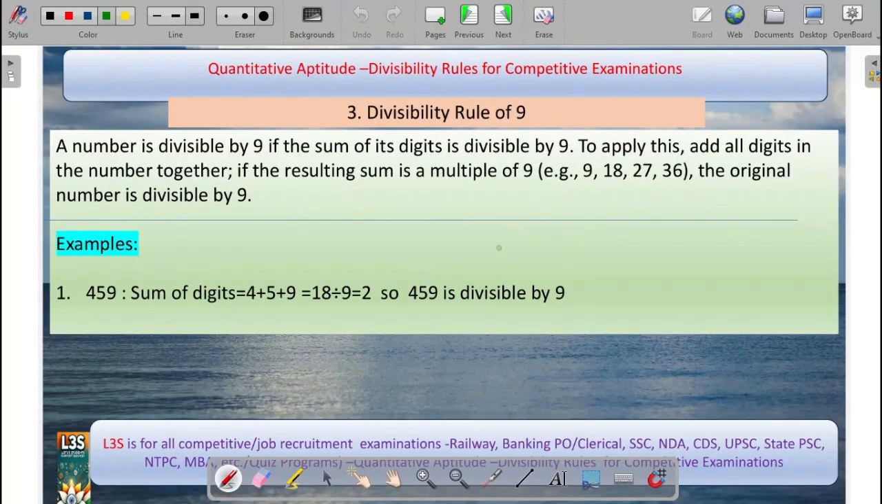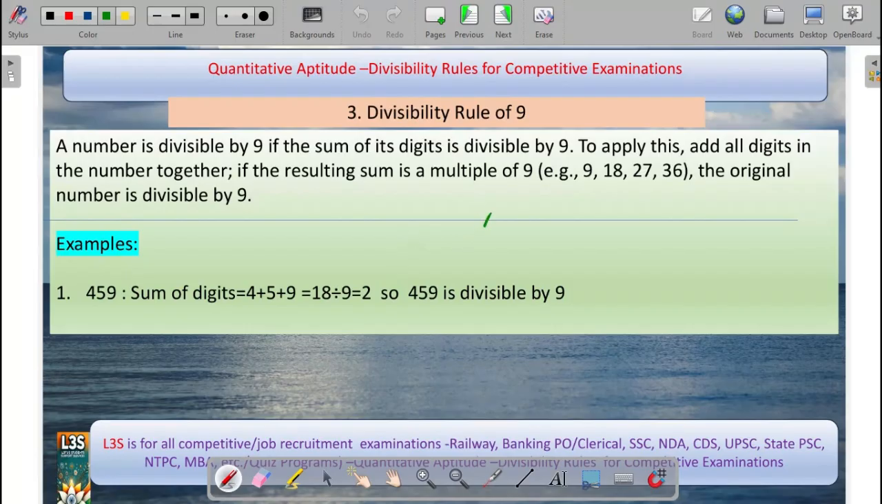Now next is the divisibility rule of 9. A number is divisible by 9 if the sum of its digits is divisible by 9. To apply this, add all the digits in the number together. If the resulting sum is a multiple of 9, the original number is divisible by 9. So we take the sum of all the digits, and if it is divisible by 9, then the number is divisible by 9.